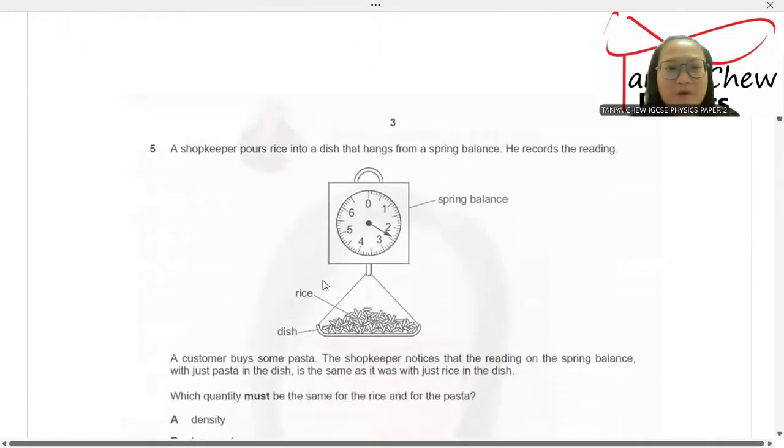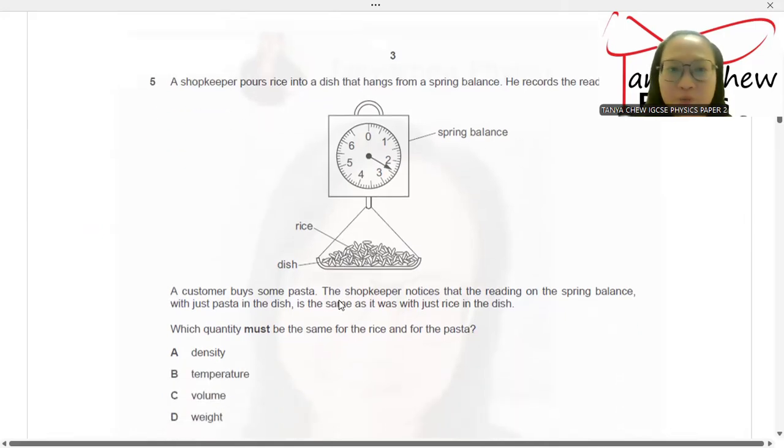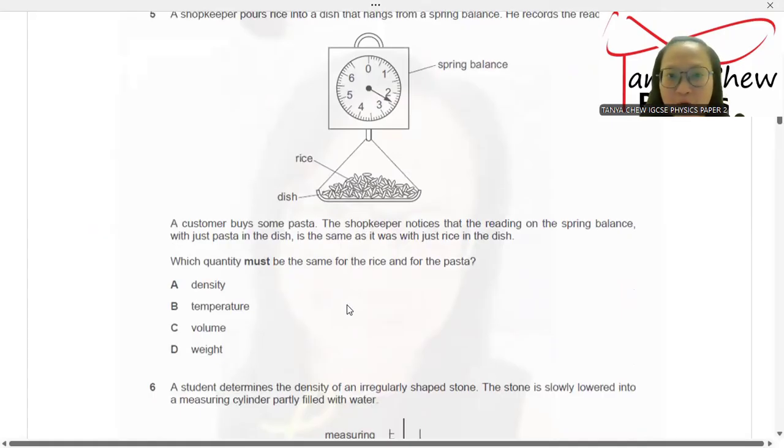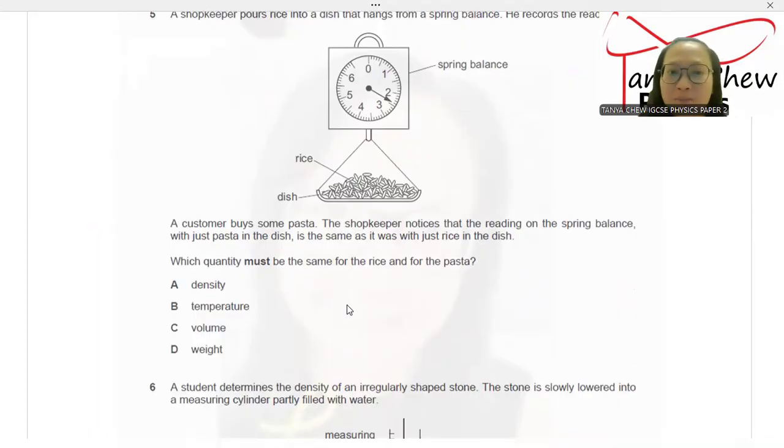Now the next one, number 5. A shopkeeper pours rice into a dish that hangs from a spring balance. This is a spring balance. He records the reading. A customer buys some pasta. The shopkeeper notices that the reading on the spring balance, with just pasta in the dish, is the same as it was with just rice in the dish. Which quantity must be the same for the rice and for the pasta?